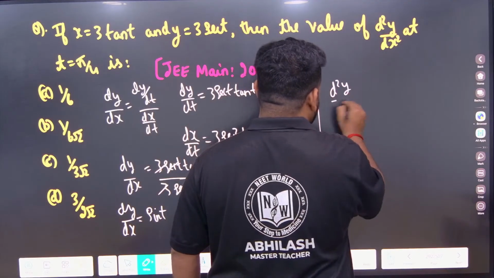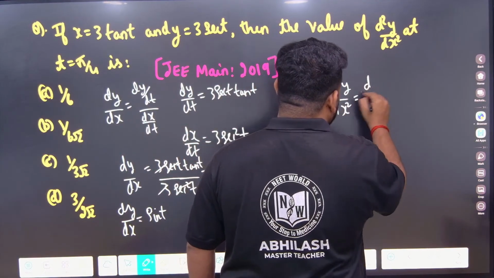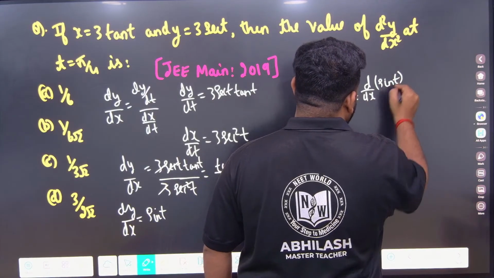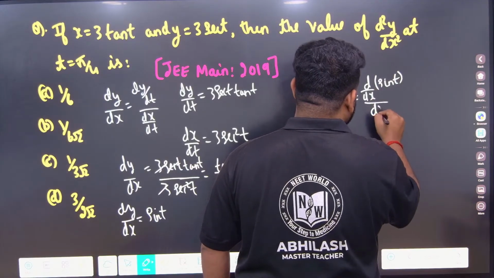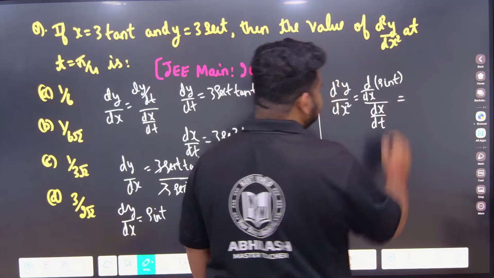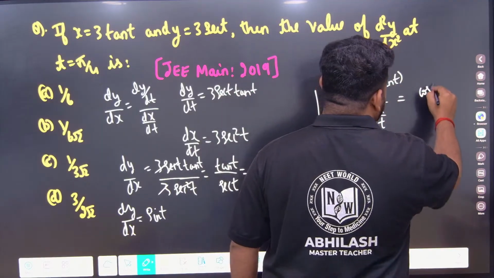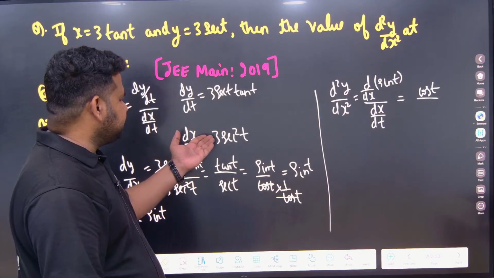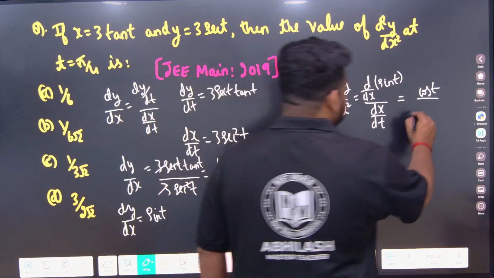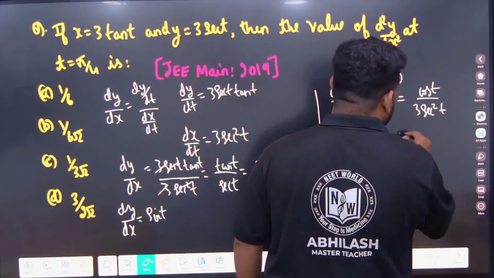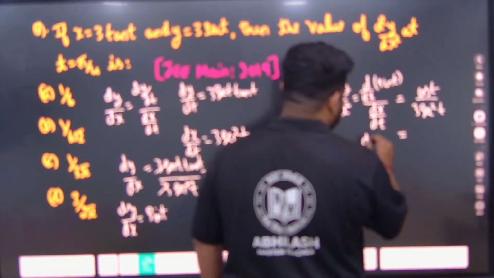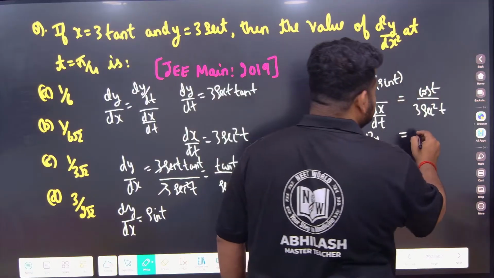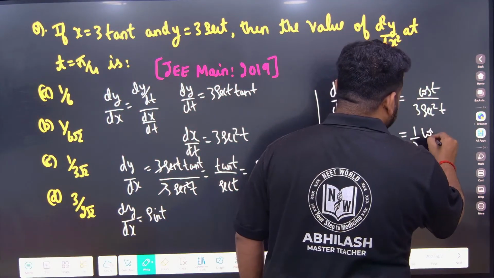D square y by dx square is equal to d by dx of sin t, which is d by dt of sin t divided by dx by dt. The derivative of sin t is cos t, divided by dx by dt, which we got as 3 secant square t. If I take the 3 secant square t to the top, this will become 1 by 3 cos cube t.